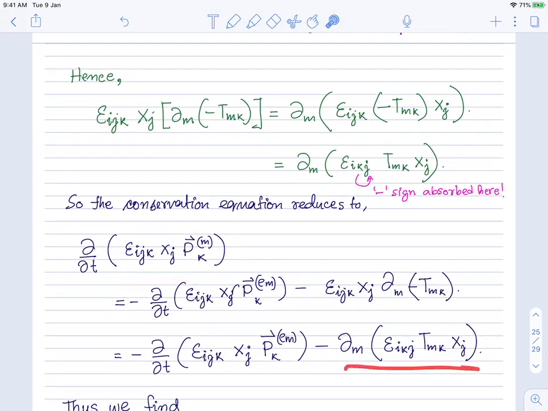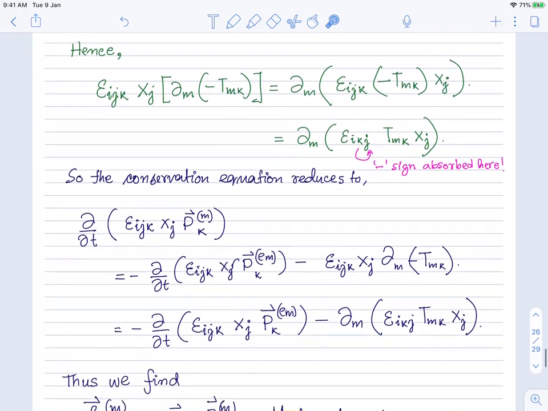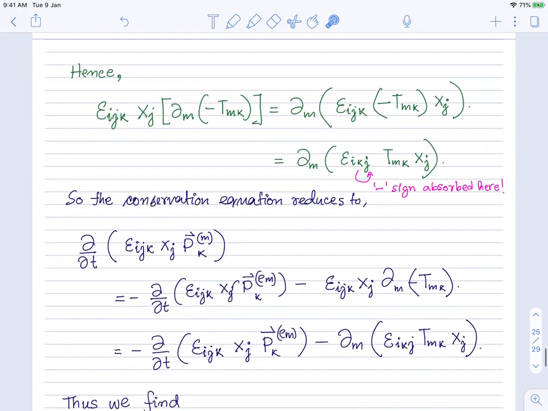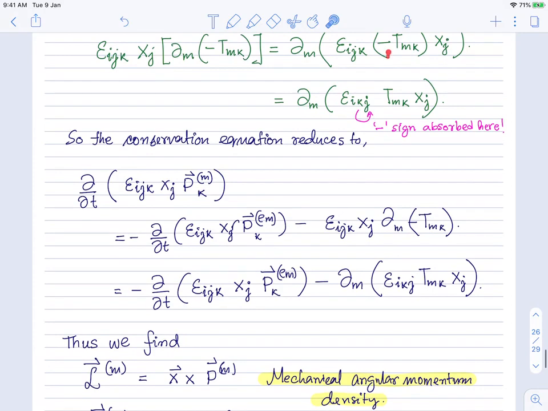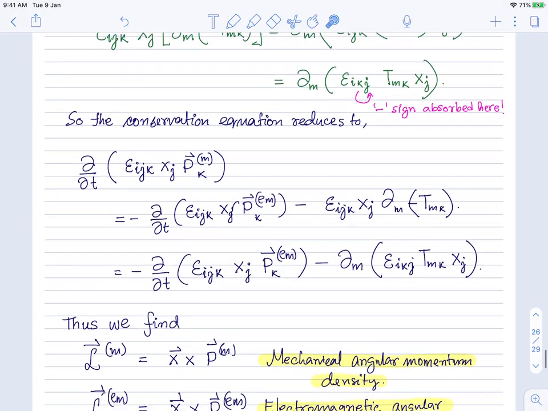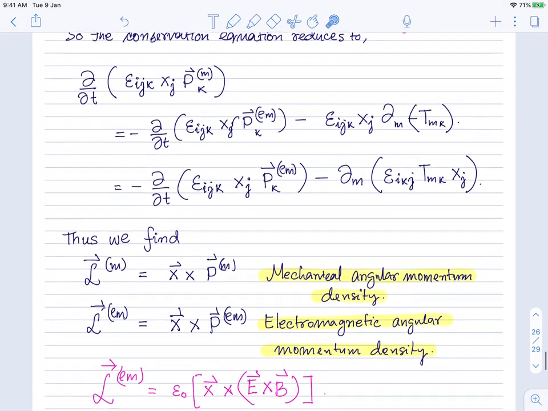Now this term is taken inside, okay, this term is taken inside, and the signs are adjusted. There was a sign here which can be adjusted with the sign of the epsilon. You can absorb this additional sign into the epsilon, and once you do that, you can write it in the form.